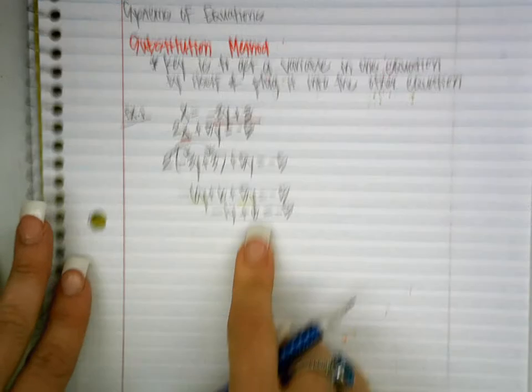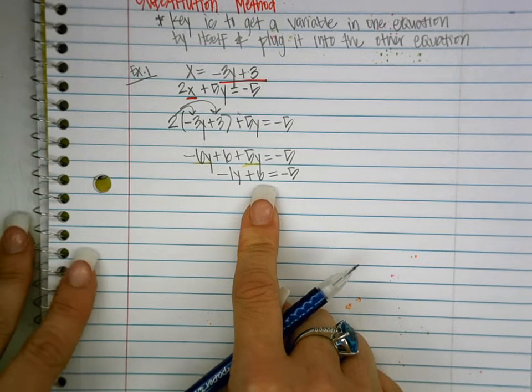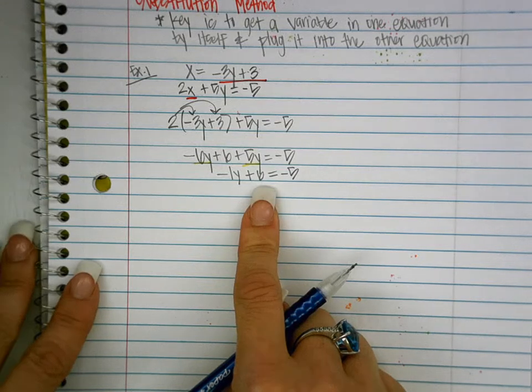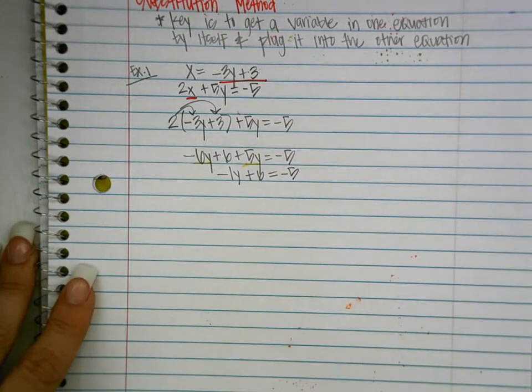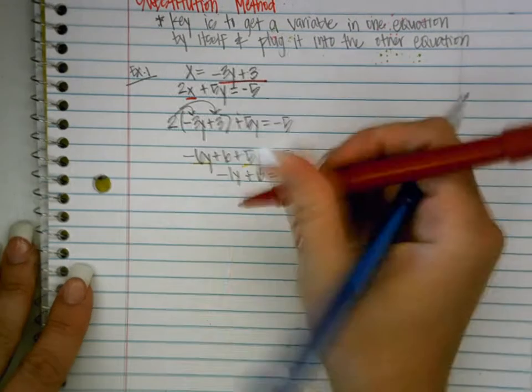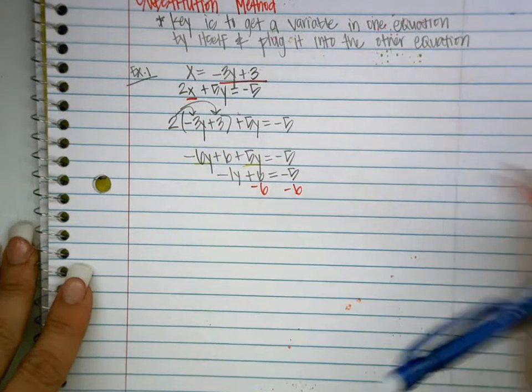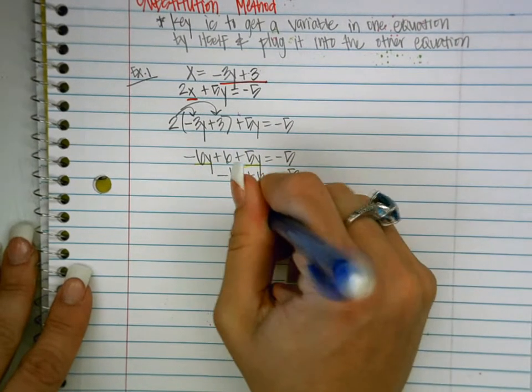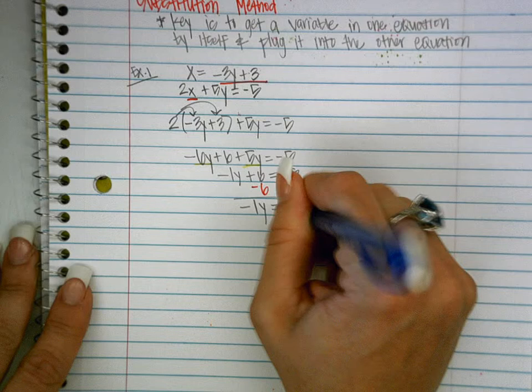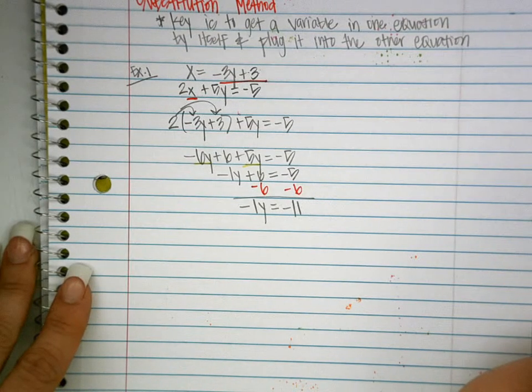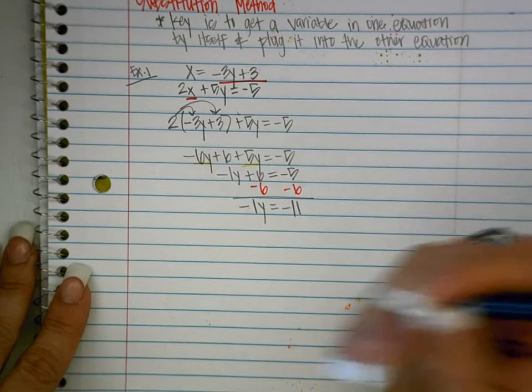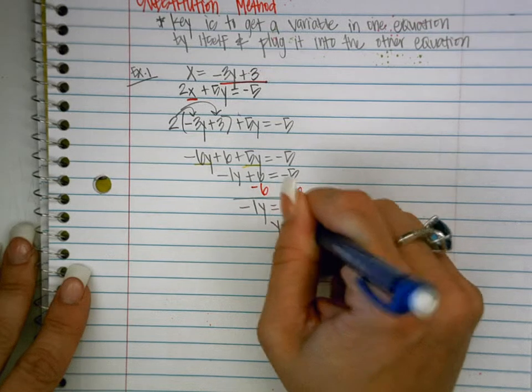Where would you go from here? Move the 6, so subtract 6 from both sides. If you show that work, that's fine, but you don't have to. That leaves you with negative 1y equals negative 11. How do you get rid of the negative? Divide both sides by negative 1, so y would equal 11.